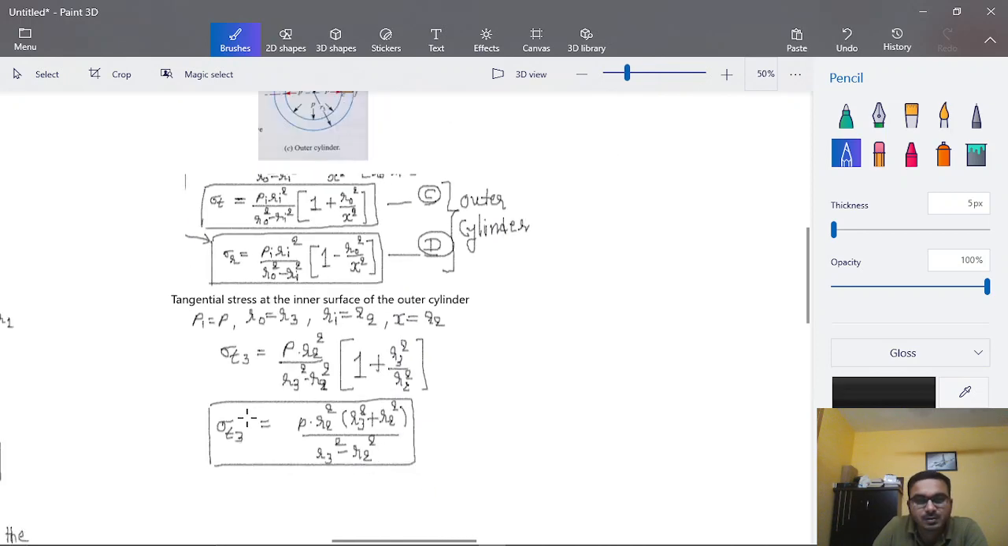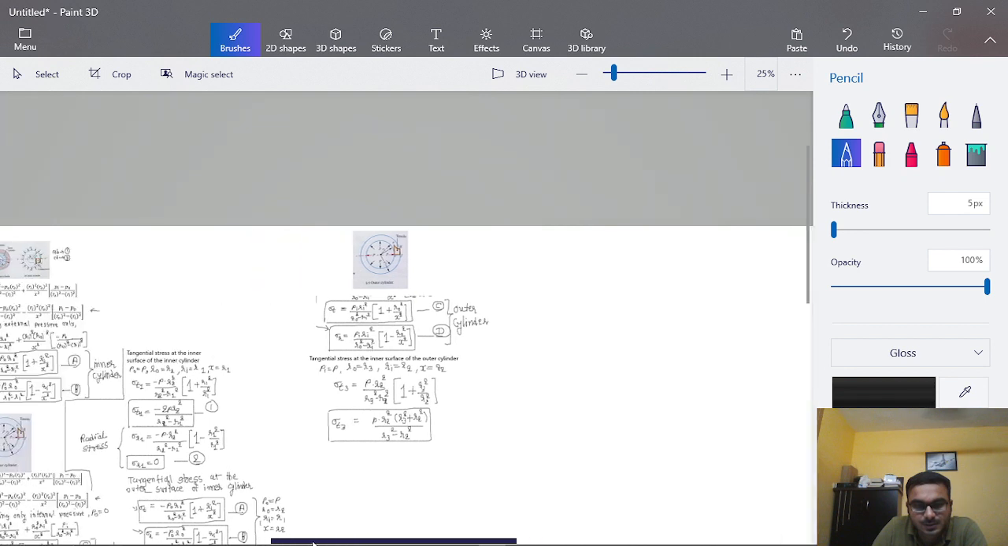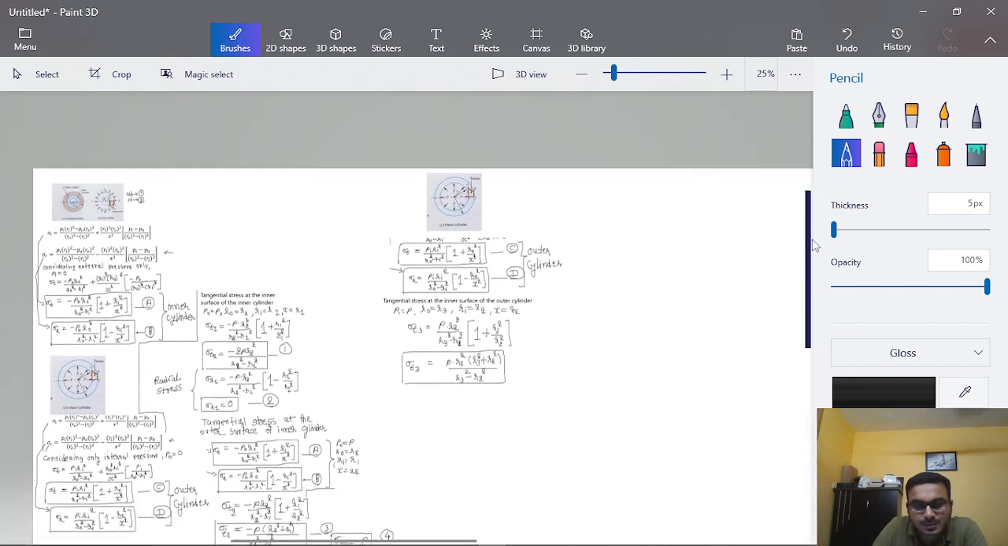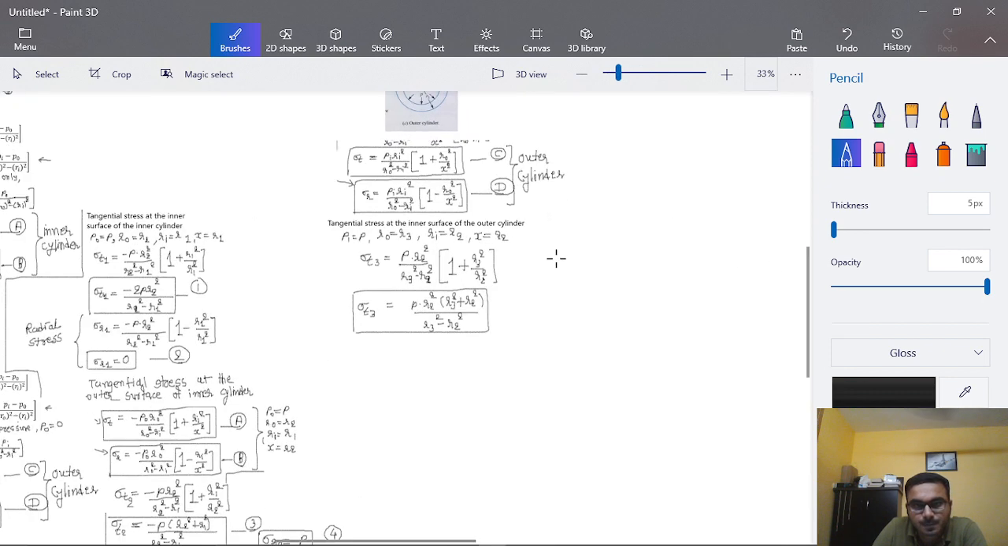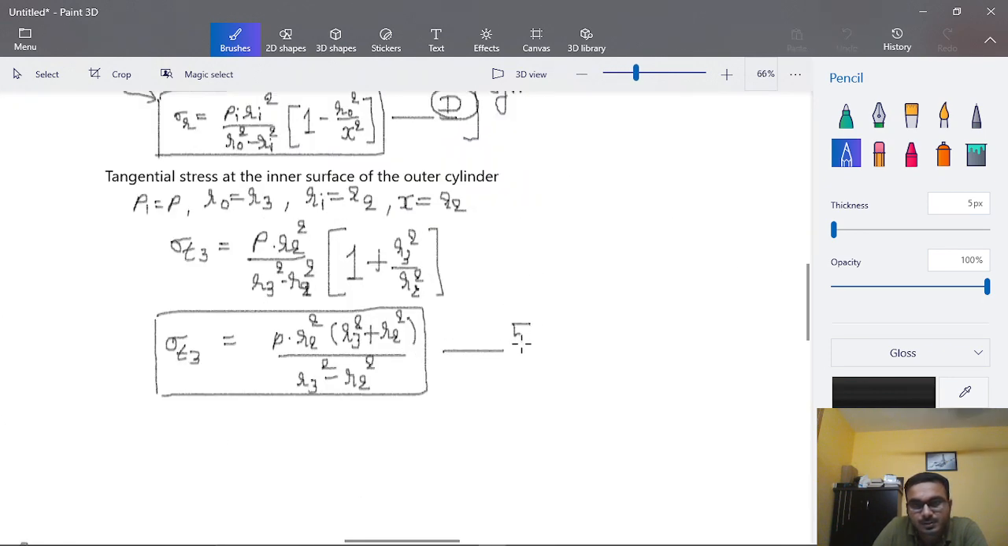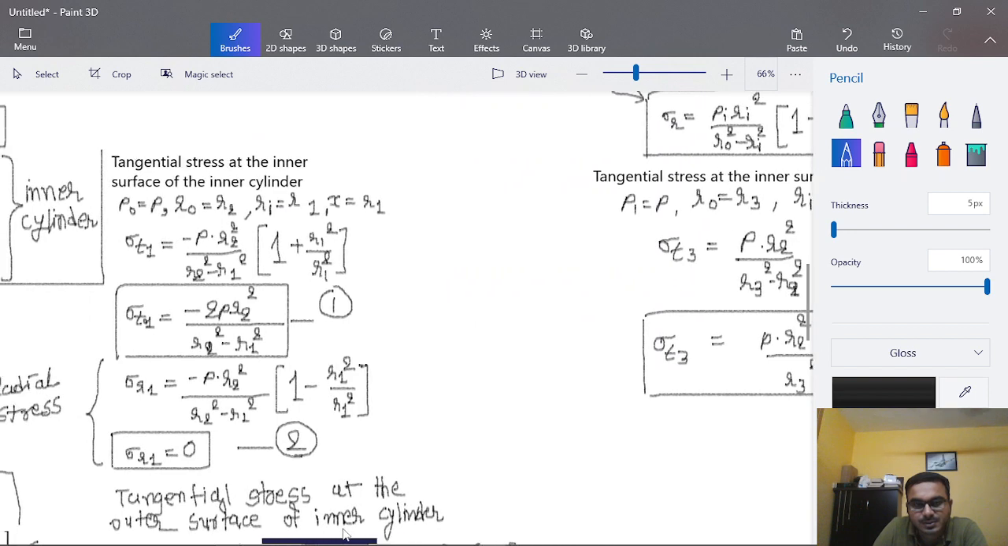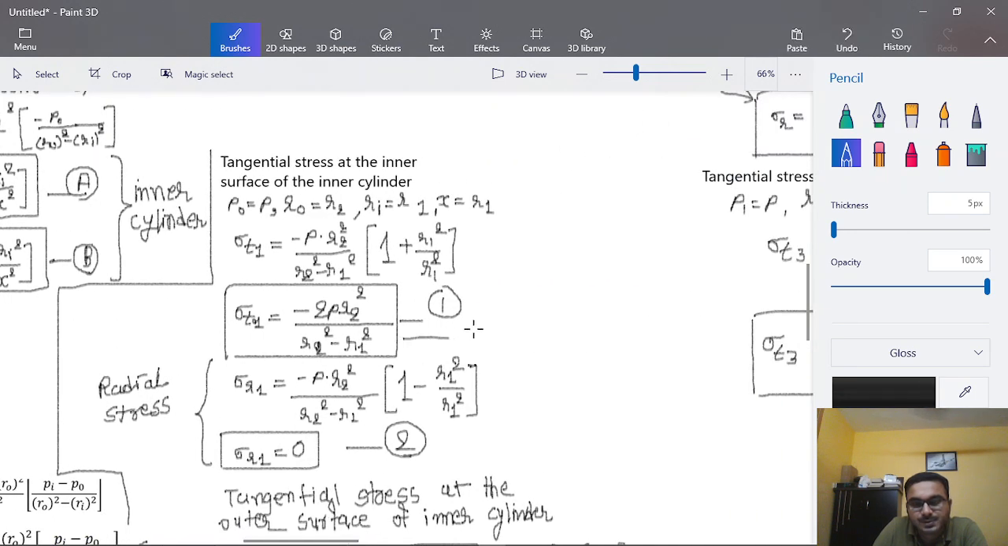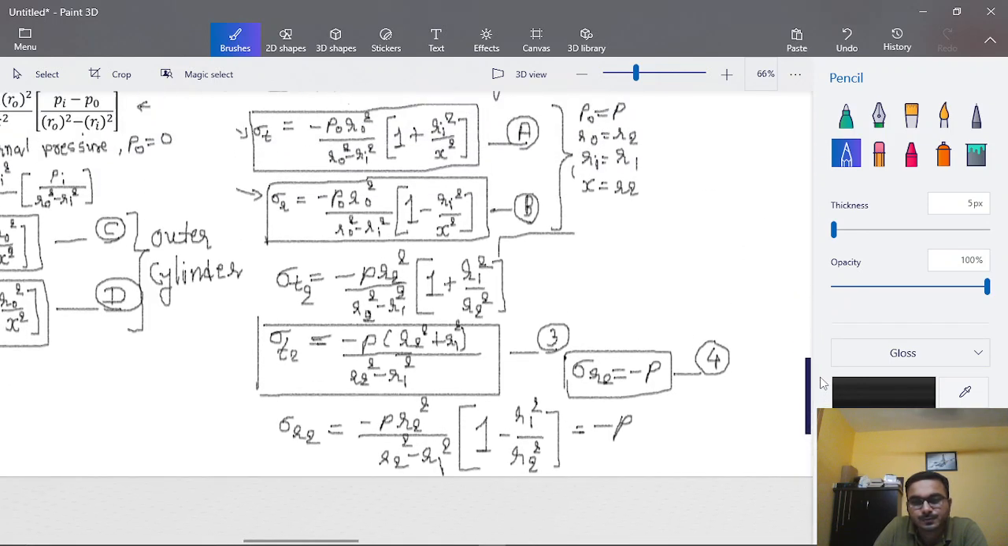This will be equation number 5, and as this is a positive value, this will be the tensile stress. See, in the case of the previous equations, this was compressive because of the negative value. And here also, this value was also compressive.